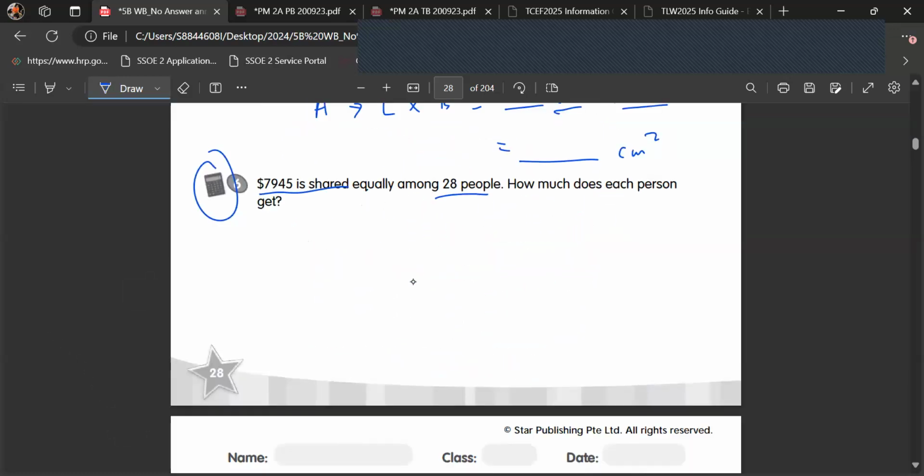Okay, so 28 people share 7,945. So one person will take this amount. And again, like what Christabel said, we have not learned how to do division by 28. And you are not expected to know how to do it. Okay, feeling good so far?